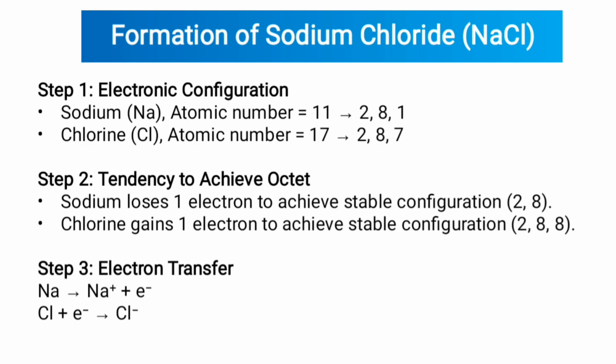And step 2, tendency to achieve octet. Sodium loses one electron to achieve the stable configuration, which is 2,8, while chlorine gains one electron to achieve the stable configuration, which is 2,8,8. And step 3, electron transfer. Sodium loses an electron to form a cation, meaning Na plus, while chlorine gains this electron and forms an anion, meaning Cl minus.